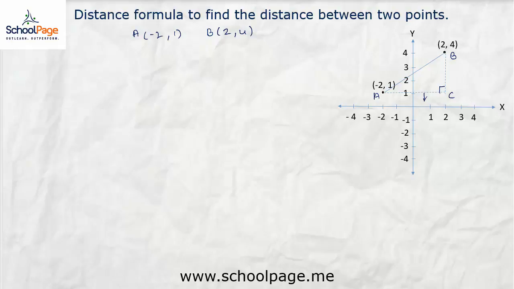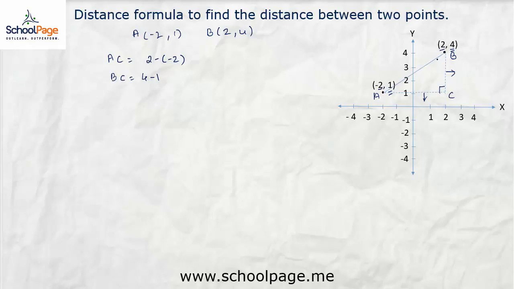To find the length of the side AC, we subtract the x values. The x values here are 2 and -2. So AC equals 2 minus of -2. Let us also find the length of the vertical side of the right angle triangle, which is BC. For this we subtract the y values. The y values here are 4 and 1. So BC equals 4 minus 1.